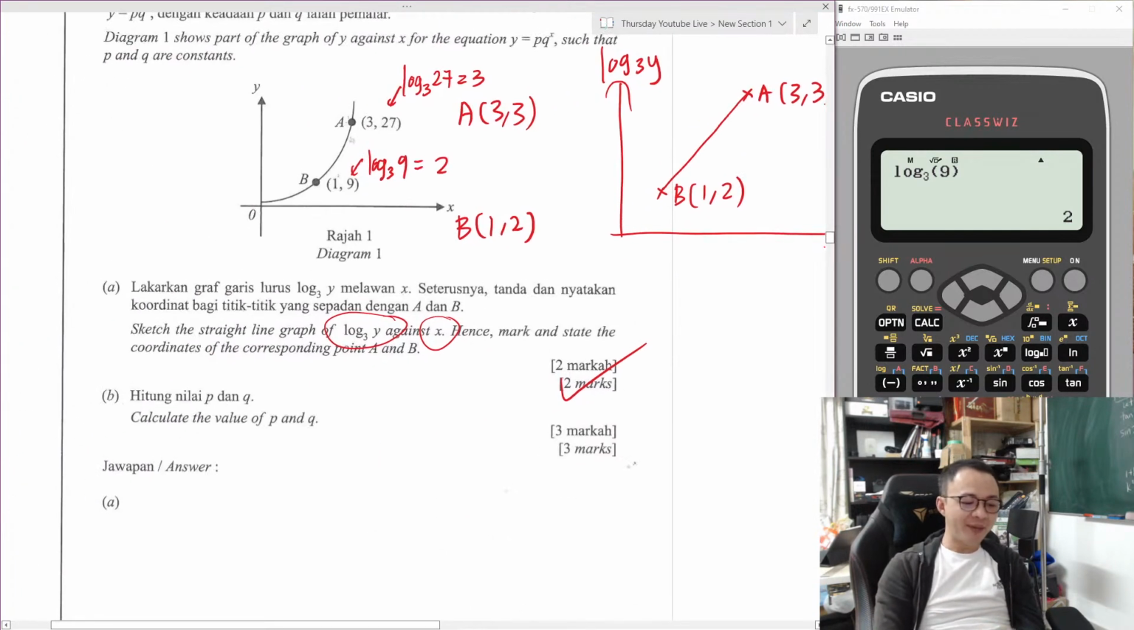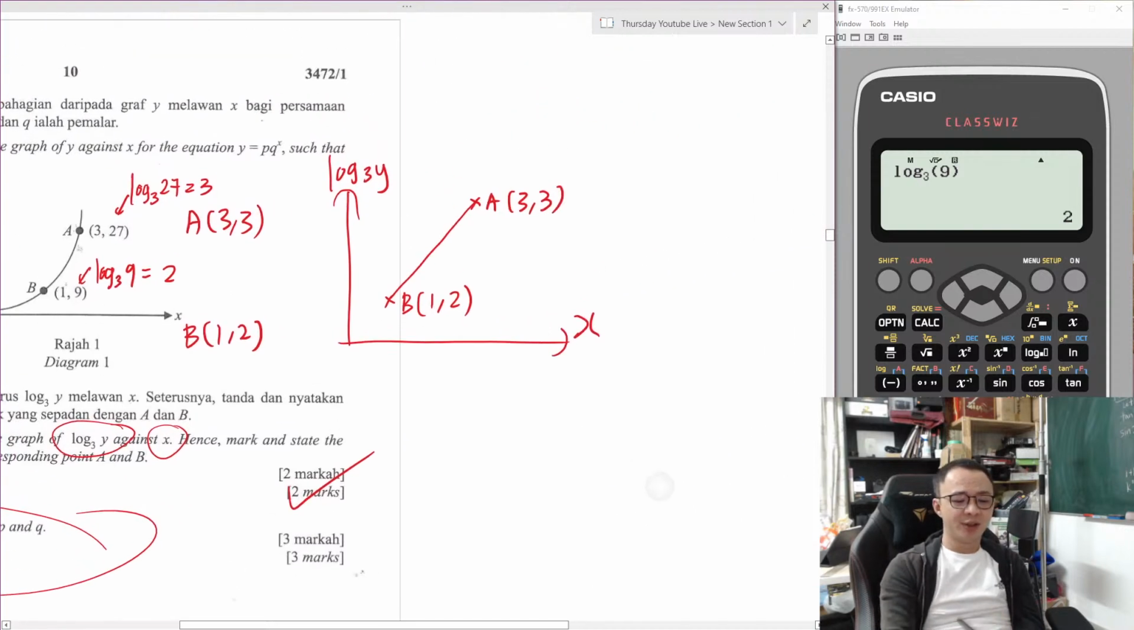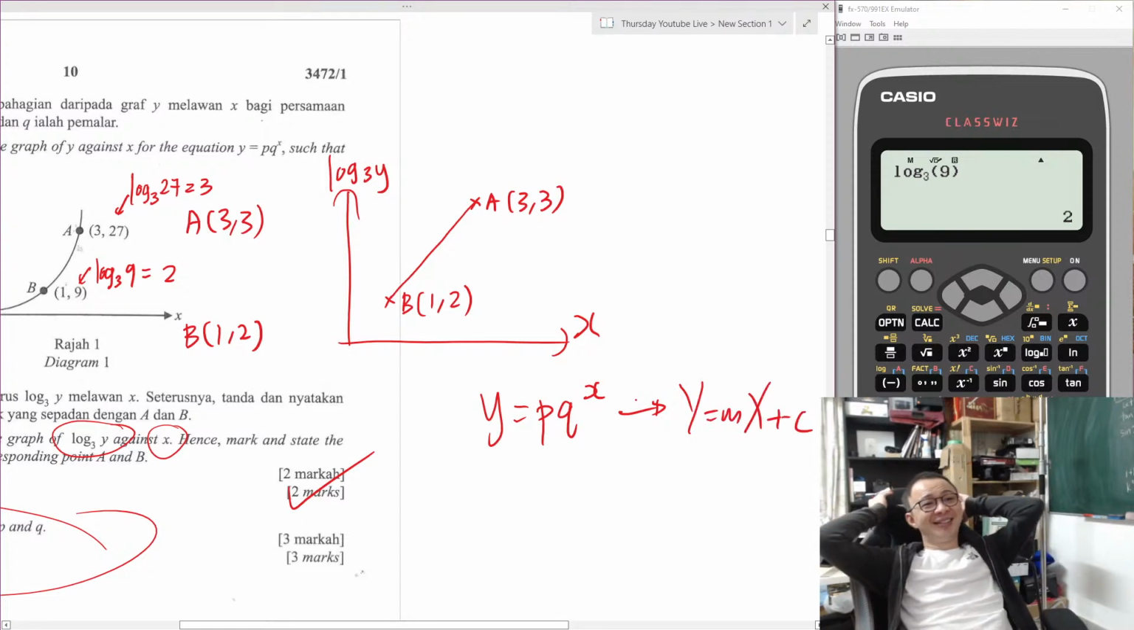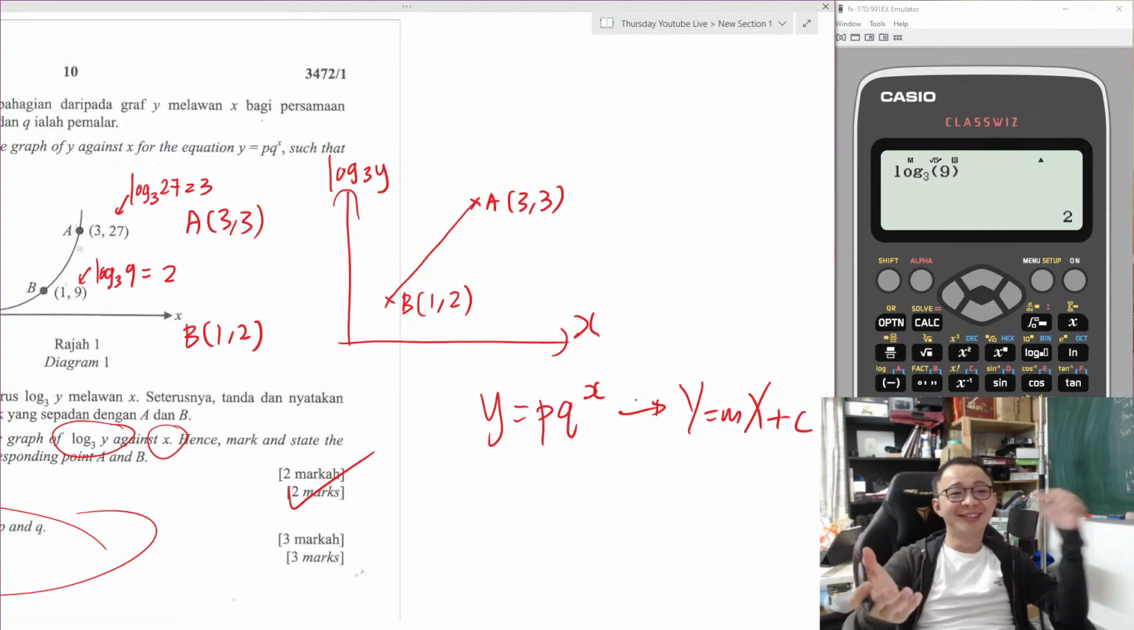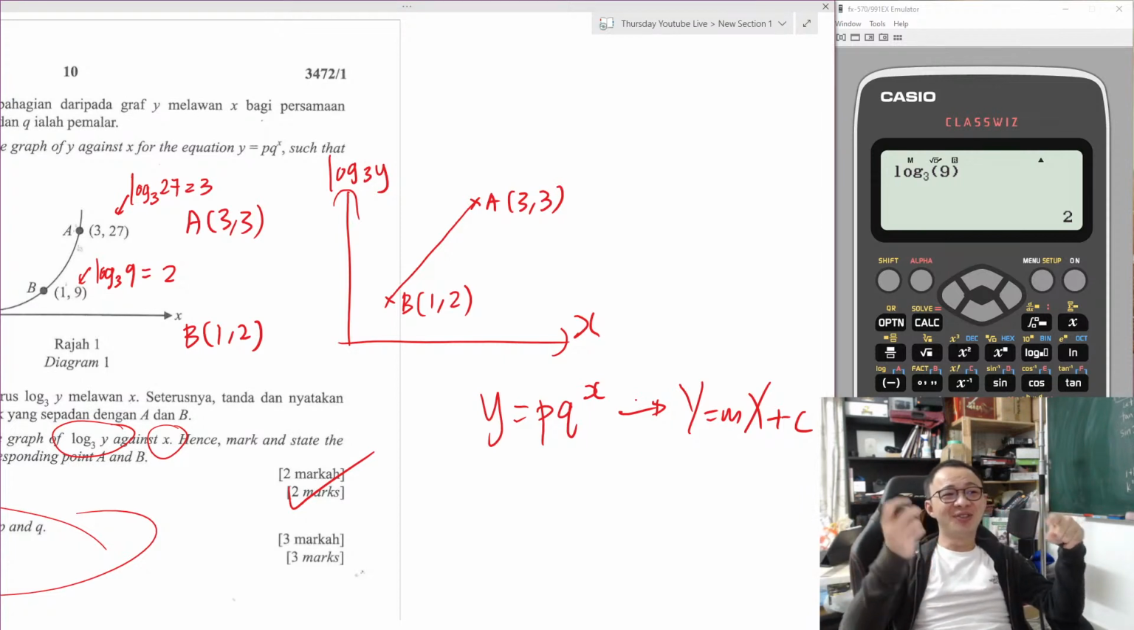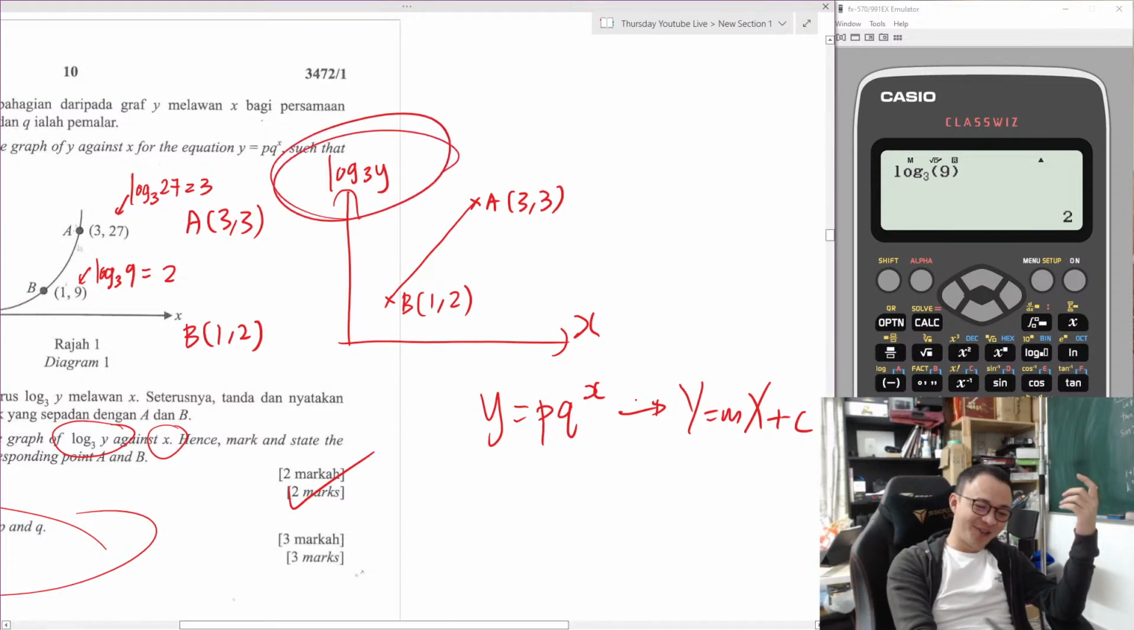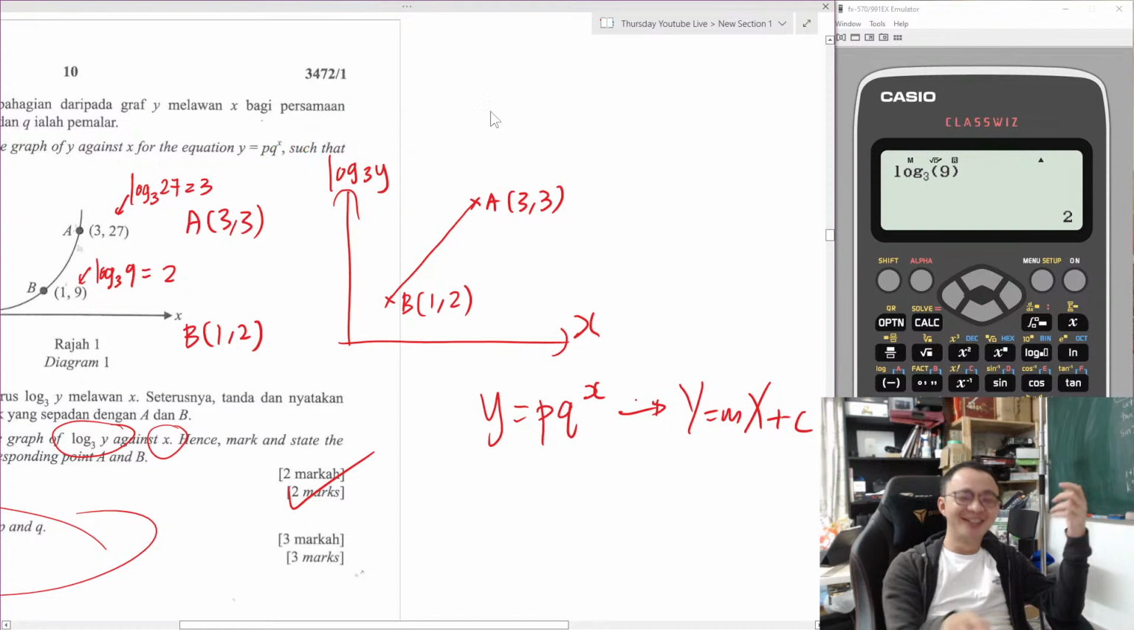Right. Then for part B, they ask us to find the values of P and Q. Then this one we need to touch the original equation. We have y equals PQ power of x. The linear law already tells us we want to change this into y equals mx plus c. So the first question we need to ask ourselves, what is our first step here? If you see carefully on the equation itself, you should know the first step is you need to add the log 3, isn't it? Obviously, you see a very big log 3 here. So we need to add the log 3 for both sides.